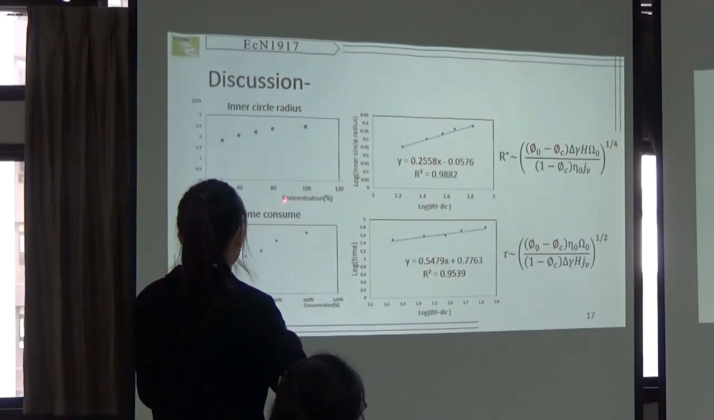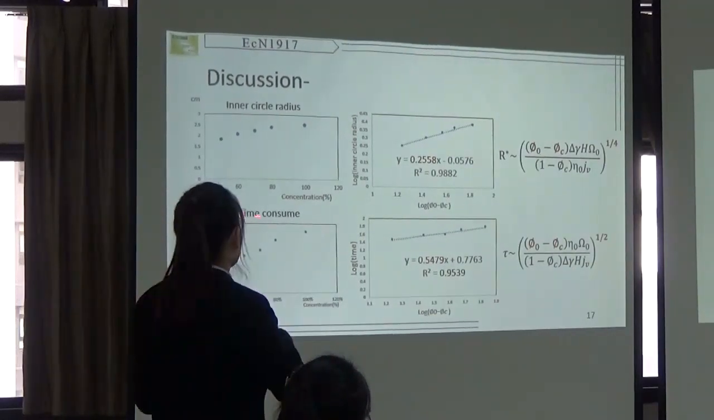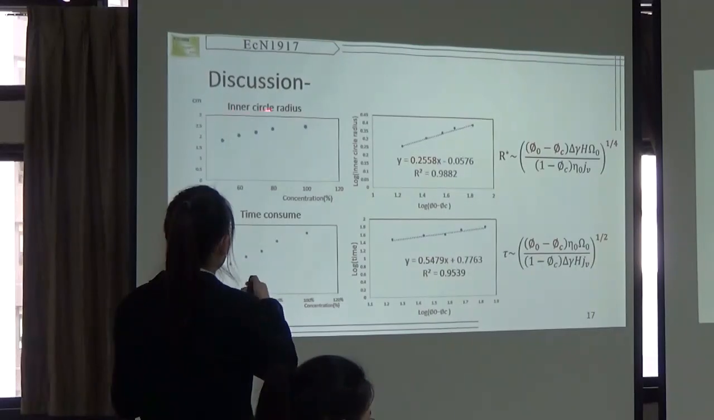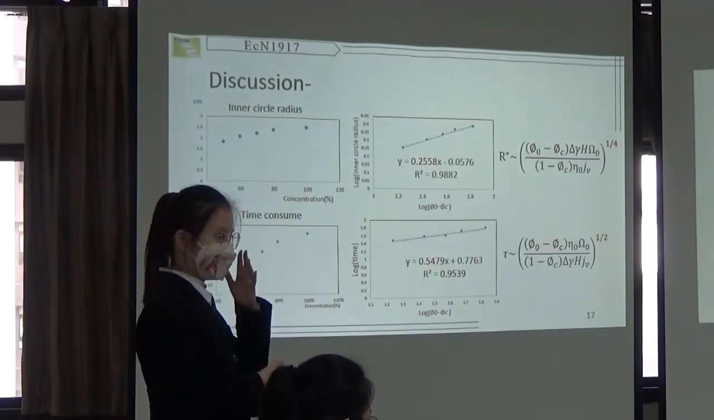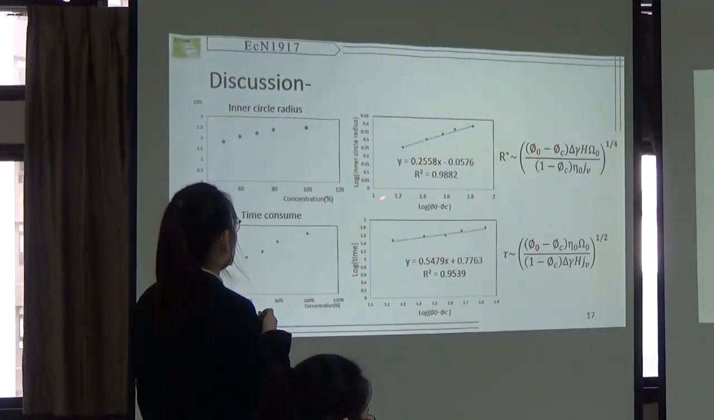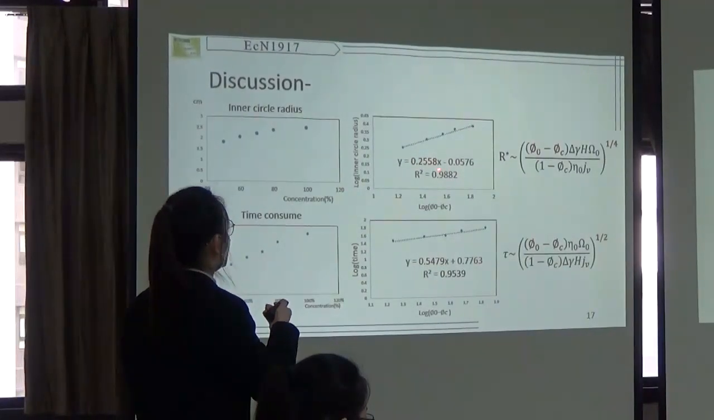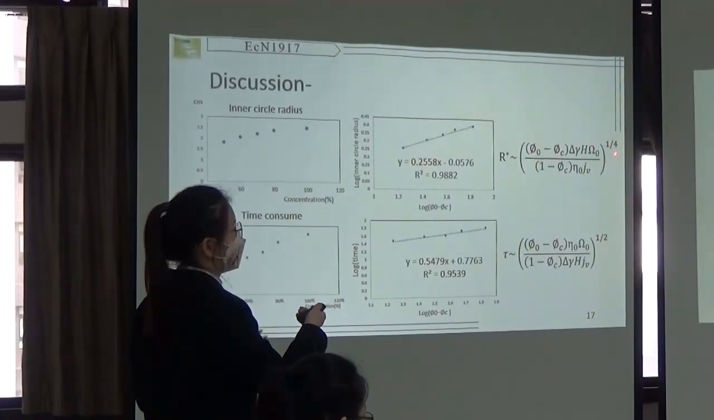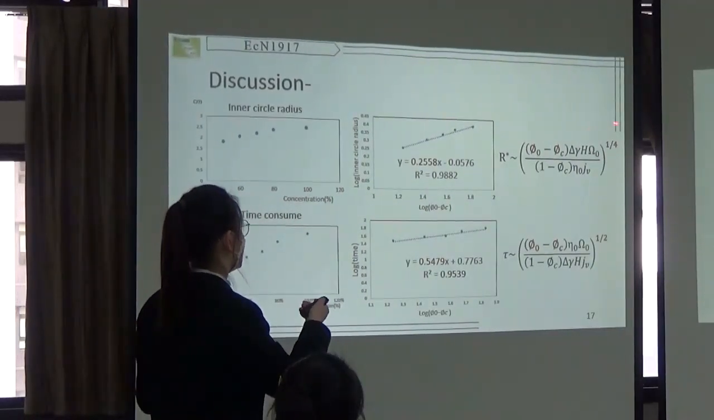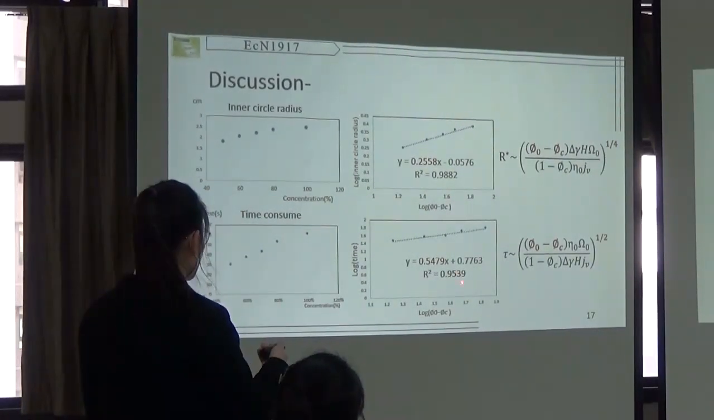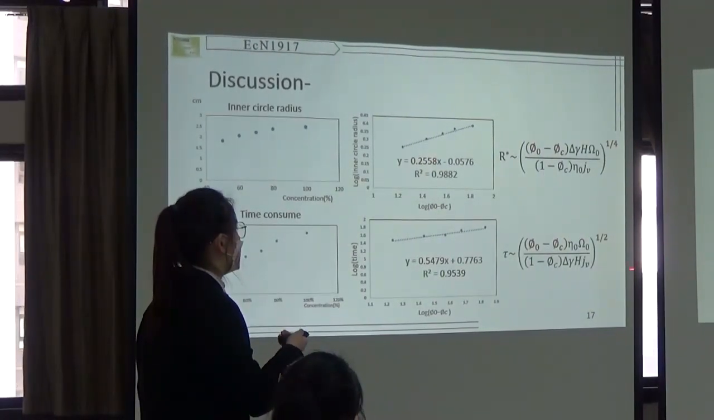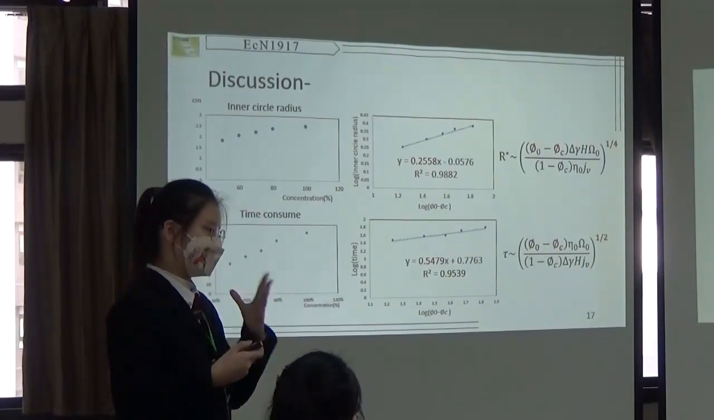Here is the discussion about the inner circle radius and time consumed with the concentration. We take the log of all the data. We can see that the slope of the inner circle radius is 0.25, which quite matches the theoretical proportion of a quarter. And here the slope is very close to 0.5, which quite matches our theory.